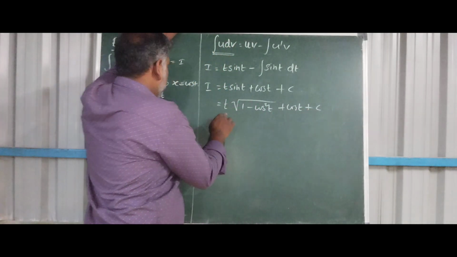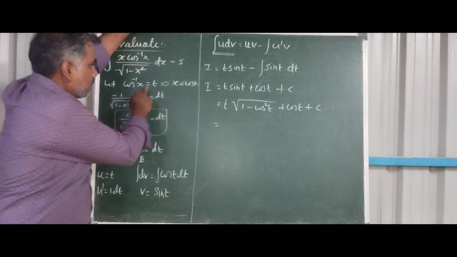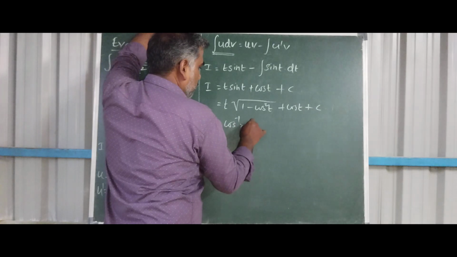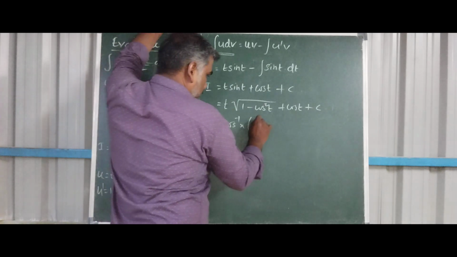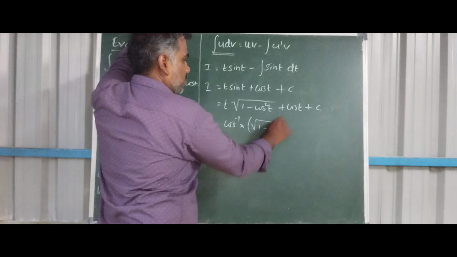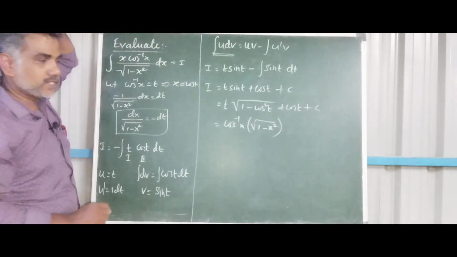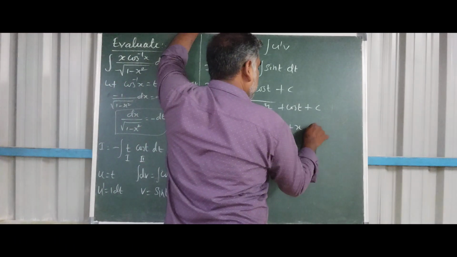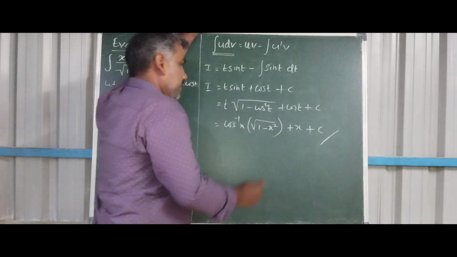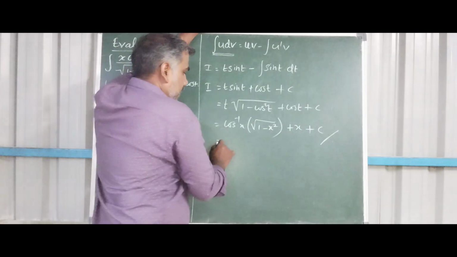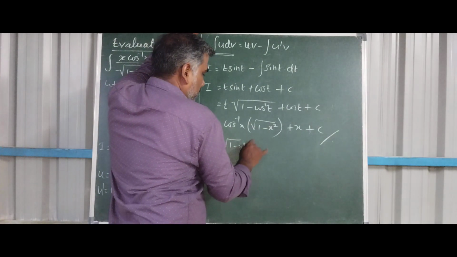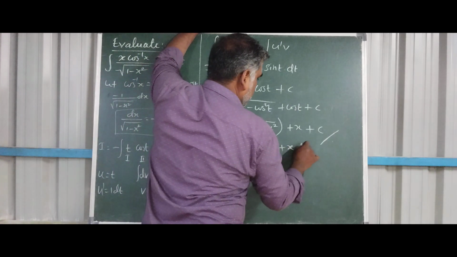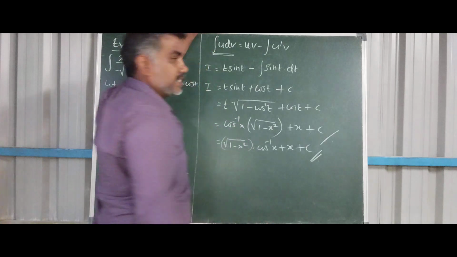So now what is t? t is cos inverse of x, into root of 1 minus x square, because cos t is x, plus x plus c. You can also write it in a different order: root of 1 minus x square into cos inverse of x plus x plus c. That's it.